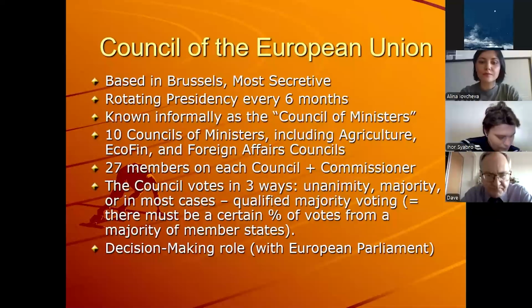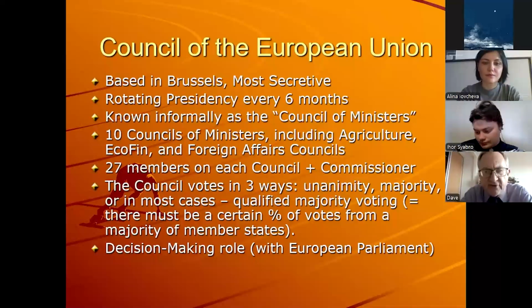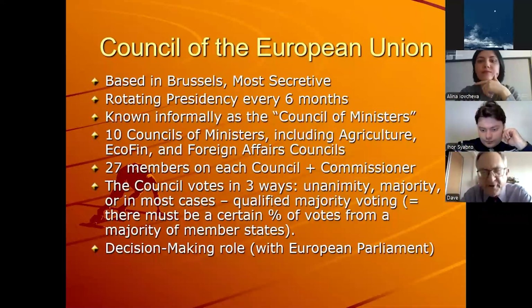So, for example, let's take the Agriculture Council of the Council of the European Union. What do you have there? You got the 27 agricultural ministers of the 27 member states, okay? The 27 agricultural ministers plus the commissioner for agriculture. Now, why?